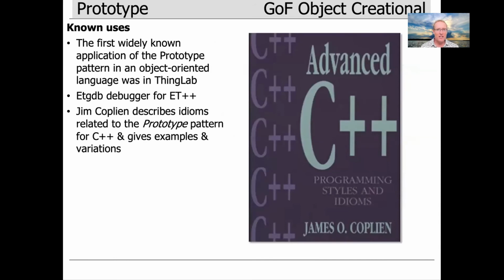There's a whole bunch of known uses. There are some interesting known uses described in the Gang of Four book, going way back to something called ThingLab, which I think was Ivan Sutherland's PhD dissertation back in the 60s. And so that just goes to show that these patterns have been around for a long time. Jim Coplien's classic early book on patterns and styles and idioms for C++, which many people consider to be sort of the precursor to the patterns movement that appeared in the early 90s, also describes the prototype pattern in terms of C++ idioms, and gives a whole bunch of examples and variations of this type of approach. So it's been around and known in the C++ community for a long time.